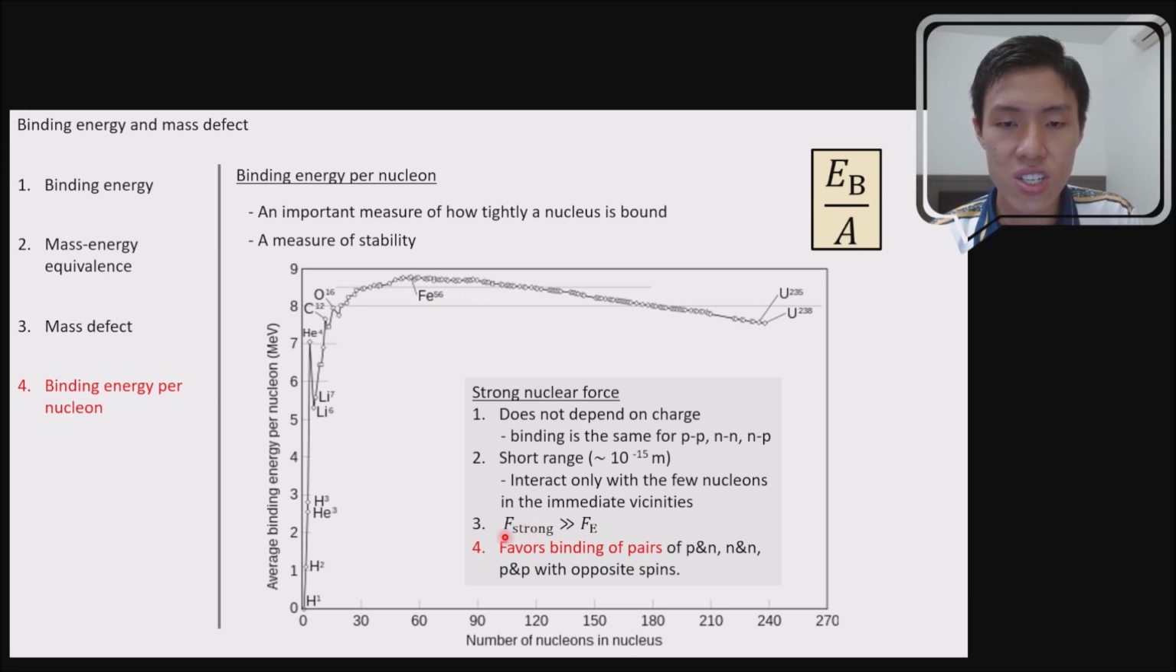So the idea is initially F strong is much greater than F electrostatic, but as you go further away, the F electrostatic will generally try to overcome the strong force, causing it to be weaker.